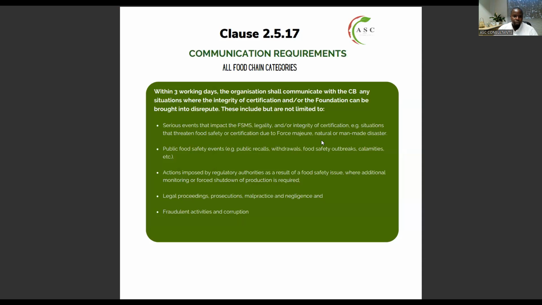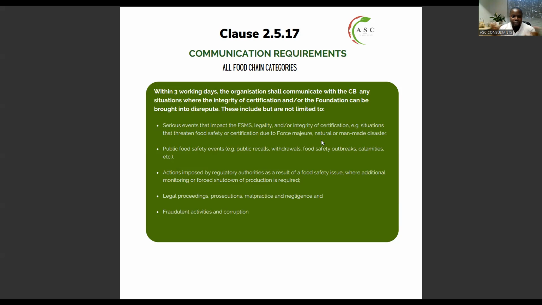Okay. Communication requirements, new requirement as well. So here we are looking at making sure that if there is any incident that occurs in your facility, you are able to communicate that with the certification body. And it says that those things or those incidents must be communicated within 3 working days and must be communicated to the certification body. It then gives a guidance what those requirements are.